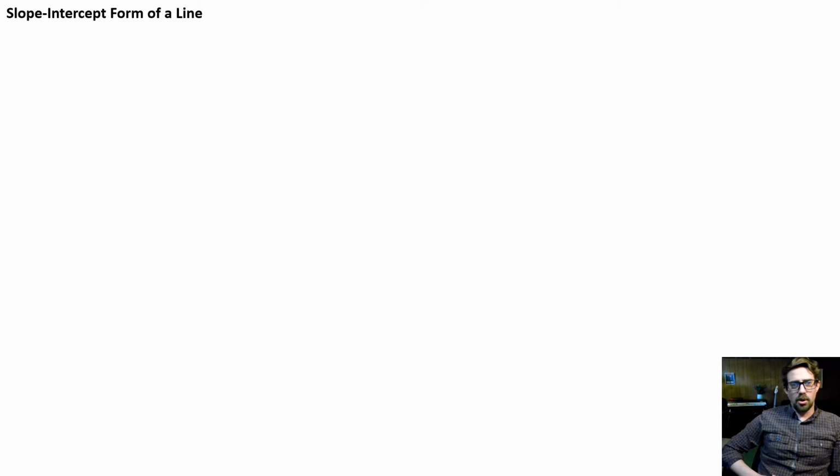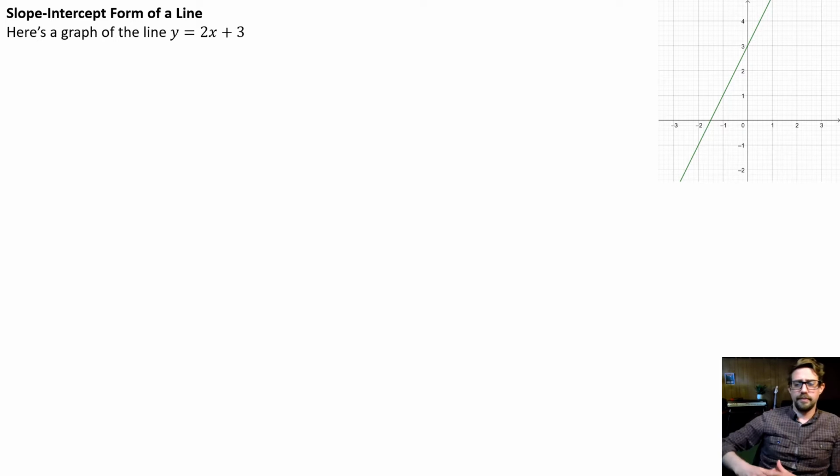Hello, more on equations for lines. So here's a graph of the line y equals 2x plus 3. Wow, thrilling. I just want you to notice a couple things. What's the y-intercept of this line? The y-intercept is where it hits this vertical y-axis, so it's 3.